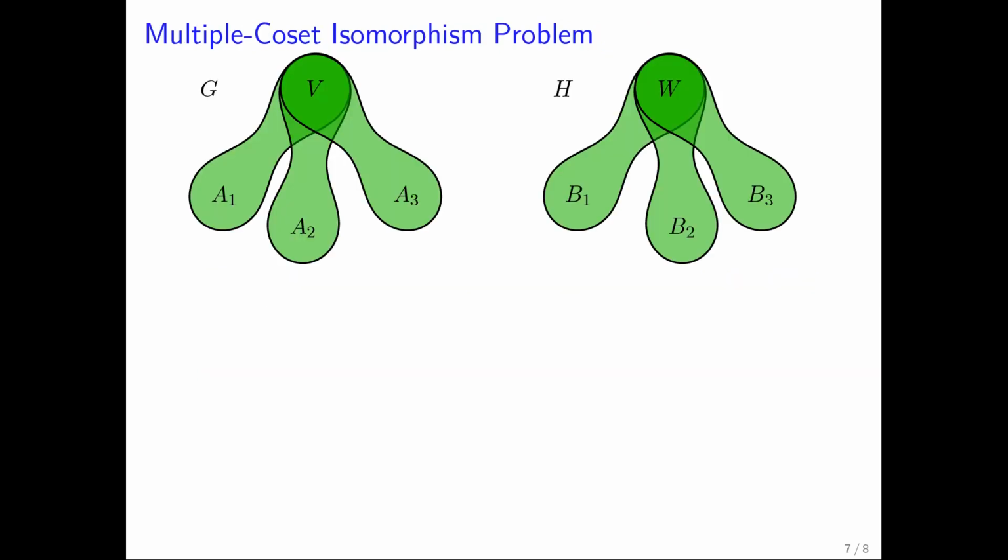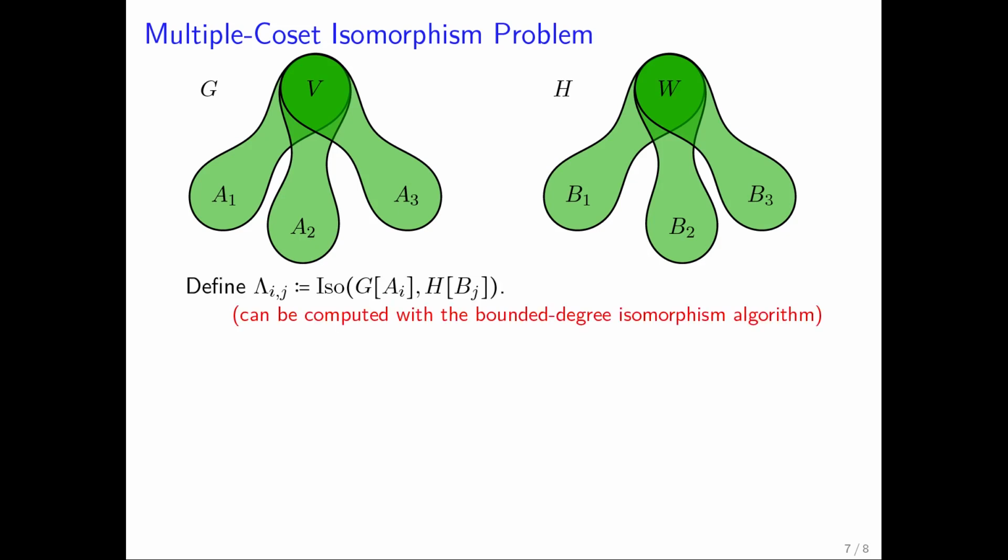This motivates the multiple coset isomorphism problem. In this setting, we have a decomposition of the graphs and these bubbles or pickles, or call them whatever you like. And we are interested in the isomorphisms between the entire graphs. What we have given is this set lambda ij. These are the isomorphisms between basically the subgraphs. So lambda ij is the set of all isomorphisms between G induced on Ai and H induced on Bj. These sets can basically be computed with the bounded degree isomorphism algorithm if these subgraphs have the bounded degree structure.